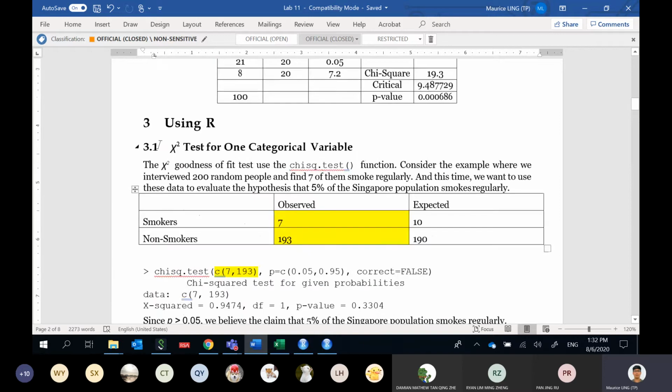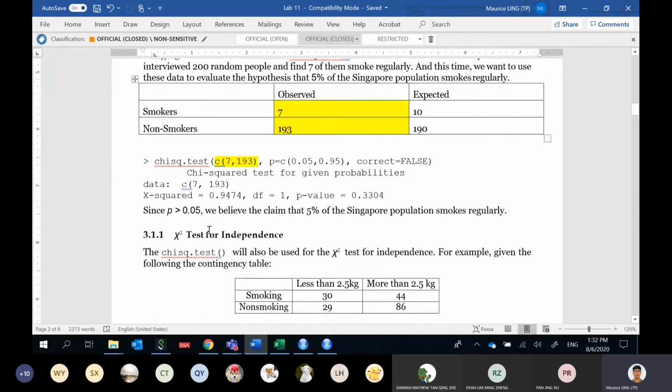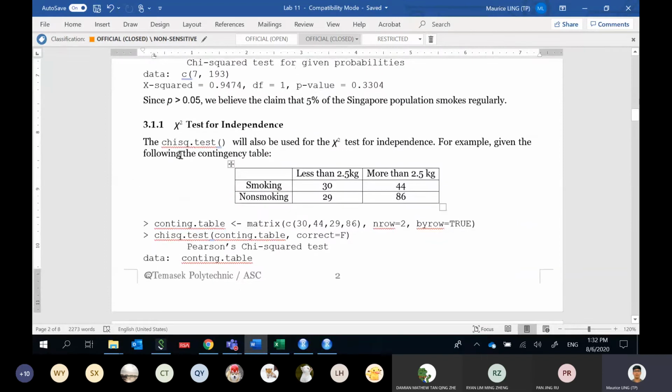Okay, this is what we call chi-square for one categorical variable because we are actually testing for one category. But what if we want to test for independence? That means, is there a relationship between smoking and the birth weight of the babies? That's called a test for independence. It's very similar to your odds ratio and your relative risk, but you can use a chi-square for that. So it's another way to look at odds ratio and relative risk.